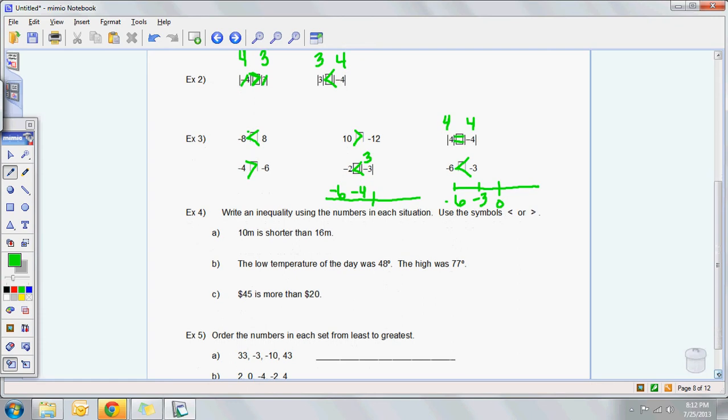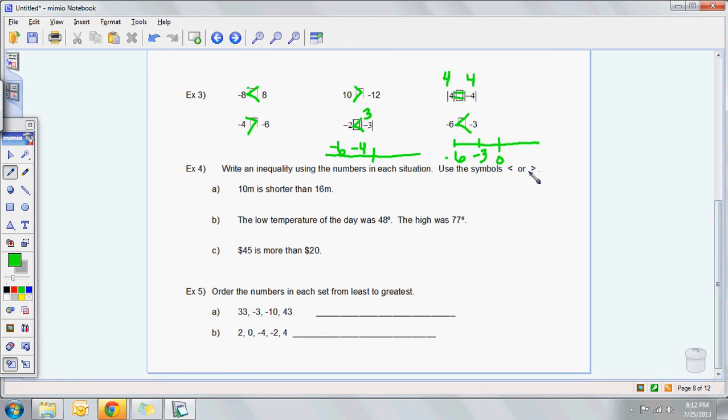Alright, now let's try to use these inequality symbols using actual words. So 10 meters is shorter than 16 meters. So I could write this out as an expression. 10 meters is shorter or less than 16. The low temperature today was 48 and the high was 77. Well, 48 is less than 77. I could write it that way. And same thing here, 45 is greater than or more than 20. So just using different terms for those inequalities.